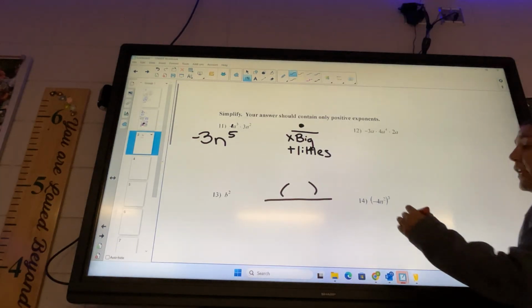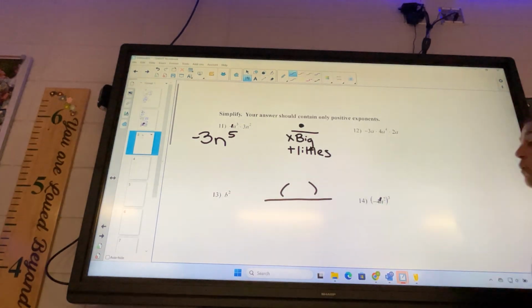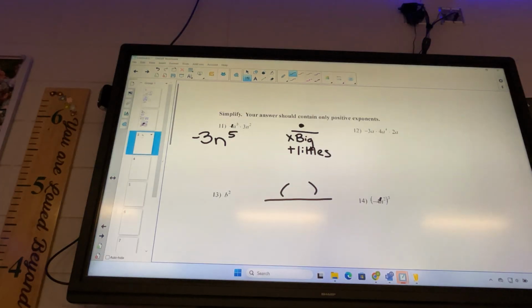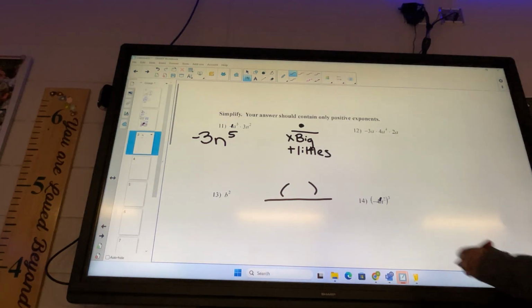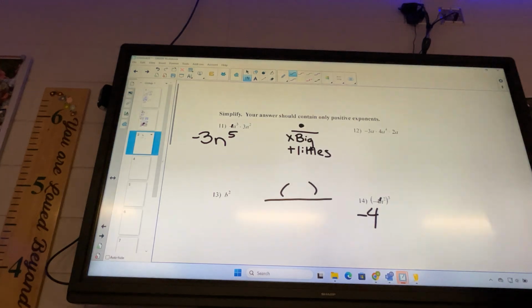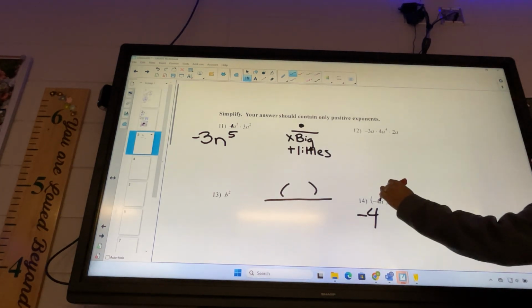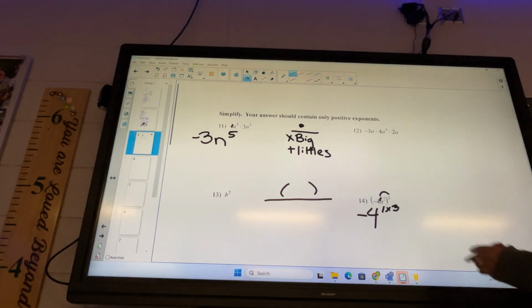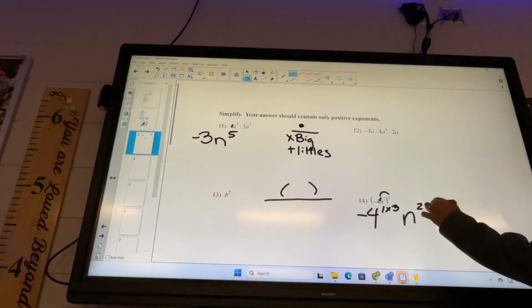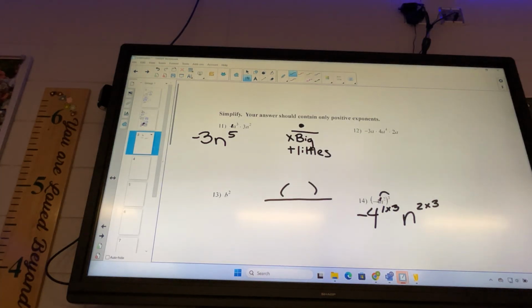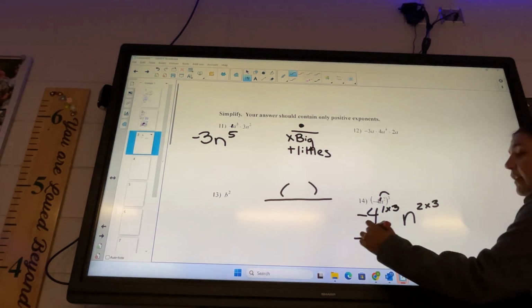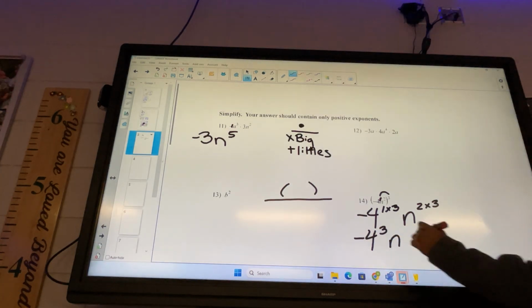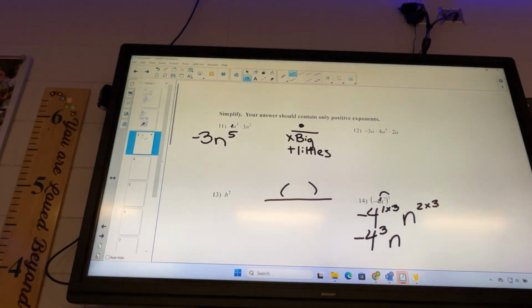But first of all, I can put a baby 1 there between the 4 and the n. So I'm going to have a -4, and really we're multiplying, so 3 times 1, so 1 times 3, and I'm doing this in super slow steps, and then I'm going to have an n, and it's going to be 2 times 3. Okay, well what is 1 times 3? 3. So this is really going to look like negative 4 to the third and n to the, what is 2 times 3? 6.